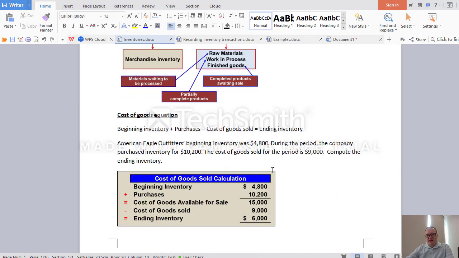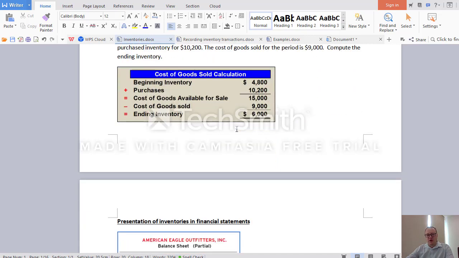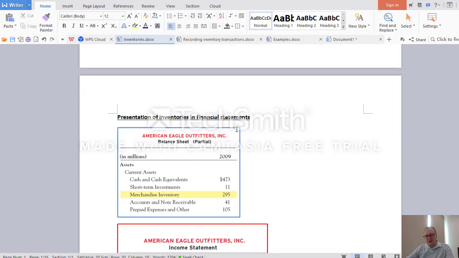So the task is to separate ending inventory from cost of goods sold. You need to use the inventory equation, where you have beginning inventory and purchases on the left-hand side of the equation and ending inventory and COGS on the right-hand side. So you can subtract COGS and get the ending inventory, as here. Of course, the balance sheet will include merchandise inventory together with other types of current assets, and the income statement will have COGS.